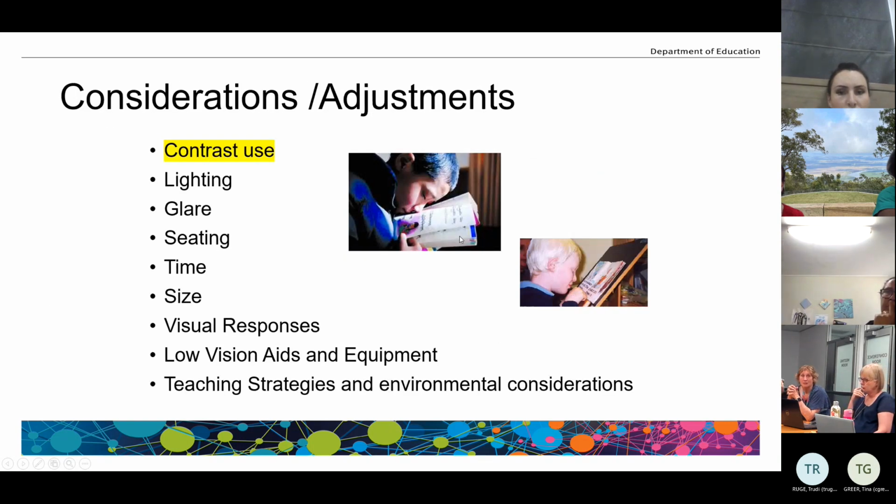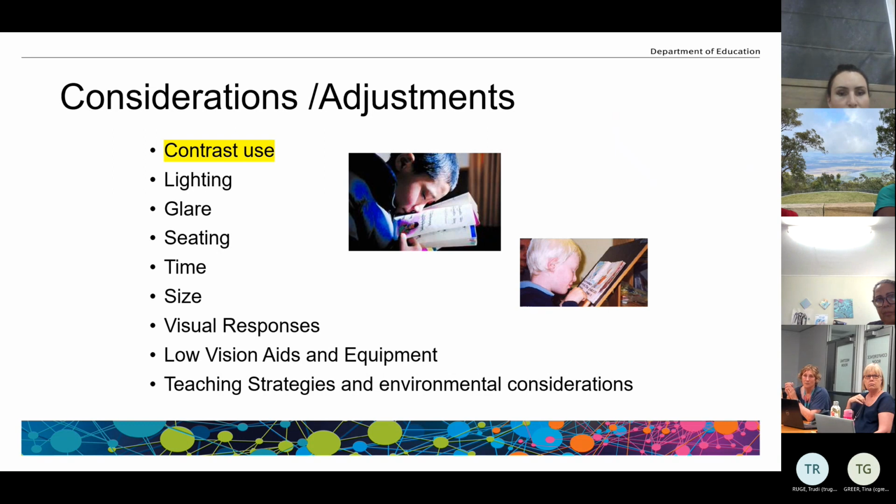Considerations and adjustments. So this is just very concise around what you can look at. Each area goes a lot deeper. So you've got your contrast use. So looking at highlighting. So there's your black writing to your white background, or your yellow with black, so there's that contrast.